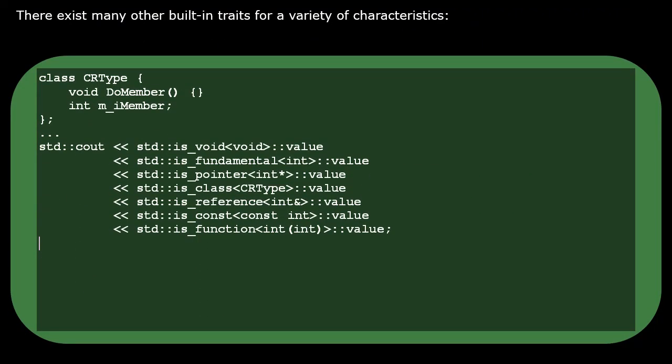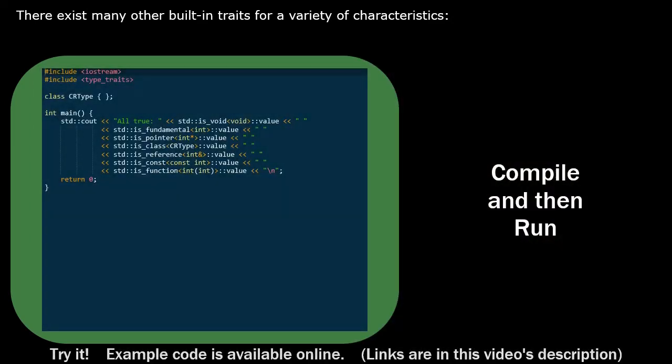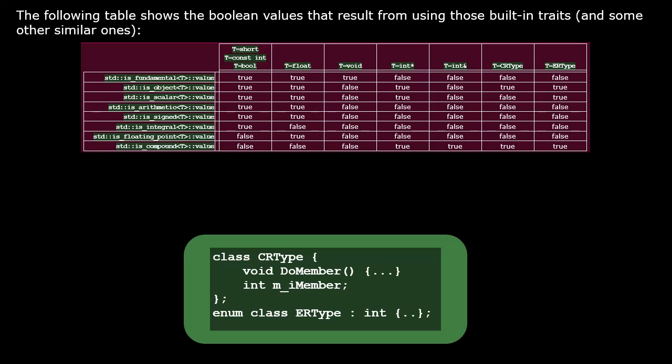There exist many other built-in traits for a variety of characteristics about data types. Each of these examples outputs true. These tables show which values these traits will have for various types.